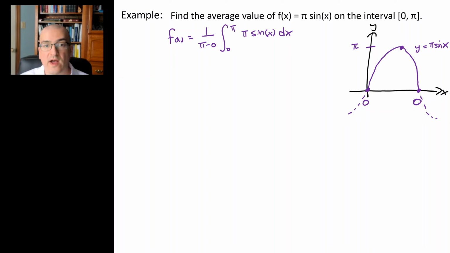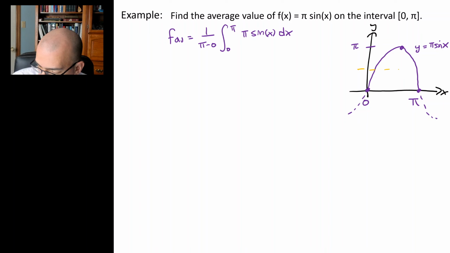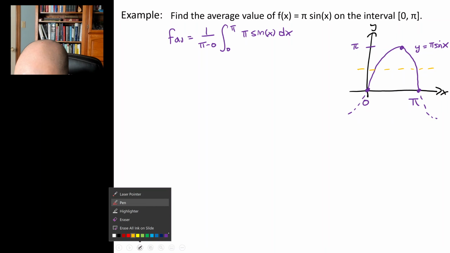So we're looking for the average y value of the function inside that interval from 0 to pi. Looking at it, it should be around here somewhere, right? Should be kind of middle-ish, maybe biased towards the bottom. I don't know, it's hard to tell, right? But this method will show us. It'll tell us what the exact answer is.